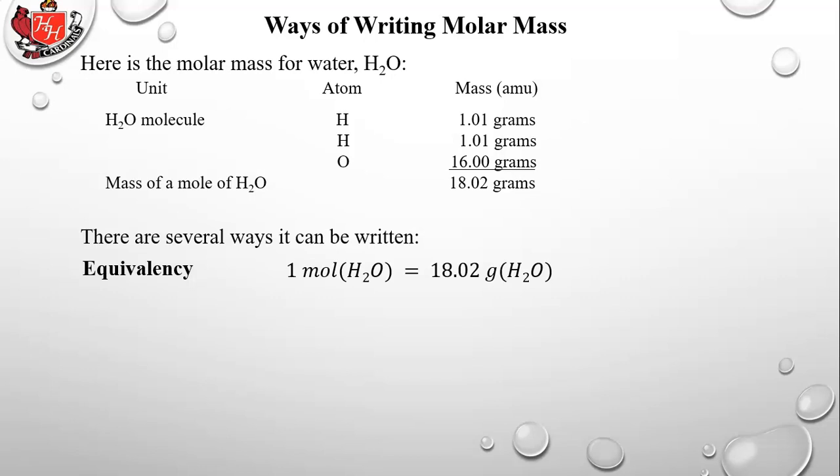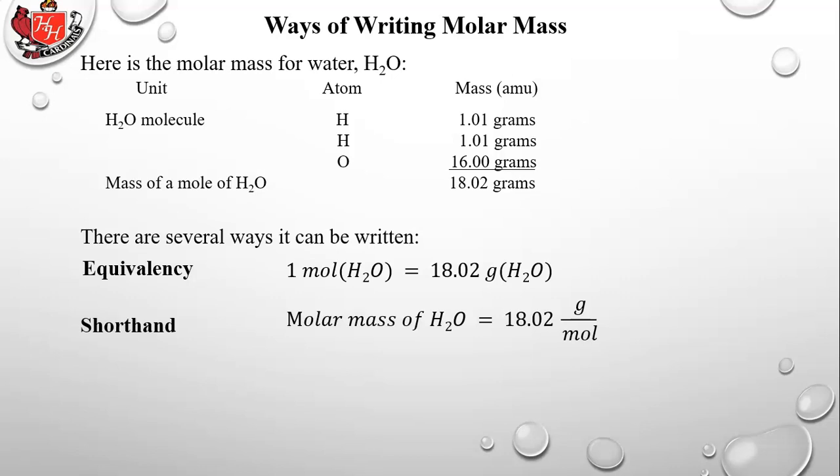That's called an equivalency. Now there's a shorthand way to write that you're going to often see in a problem, and that is the molar mass of H2O is 18.02 grams per mole. So that's kind of a shorthand version of writing what you see up above in the equivalency. In other words, there's 18.02 grams of H2O for every 1 mole of H2O. So you don't see the 1 in front of the mole, you don't see the letters H2O after the grams and moles, but that's what it's saying there.